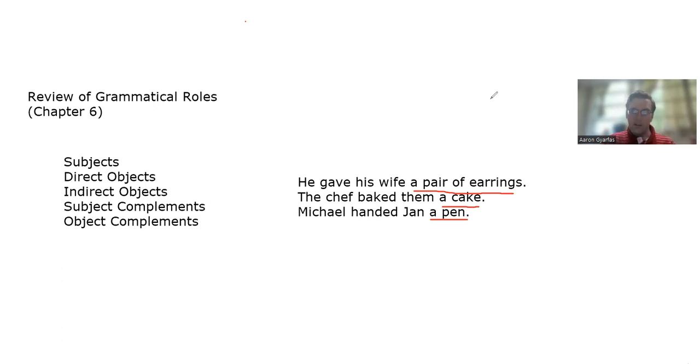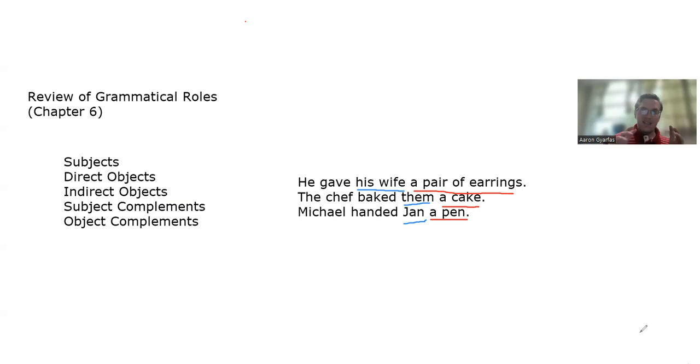But who are the earrings for? Who's the cake for? Who's the pen for? He gave his wife a pair of earrings. The chef baked them a cake. Michael handed Jan a pen. We can see here that these indirect objects can be the same type of noun phrases as the direct object or the subject. So you can have a noun like his wife, a pronoun like them, or a proper noun like Jan. It doesn't matter. It's a noun phrase. So the indirect object will be just like the direct object. It will also be a noun phrase, right?